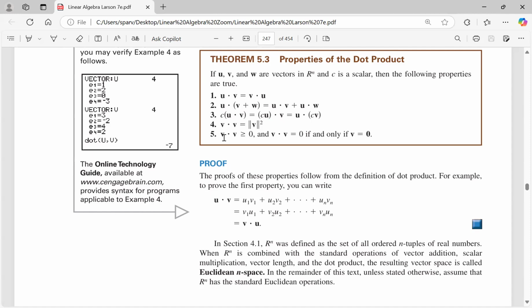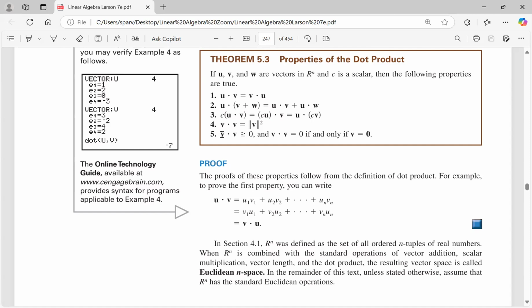And lastly, number 5. The dot product of any vector by itself is at least 0. It's 0 or more. Now, the only time the dot product of a vector with itself is 0 is if vector v is the 0 vector. The 0 vector dotted with itself is 0. Otherwise, it's going to be positive. Remember, number 4 and 5 kind of go together.